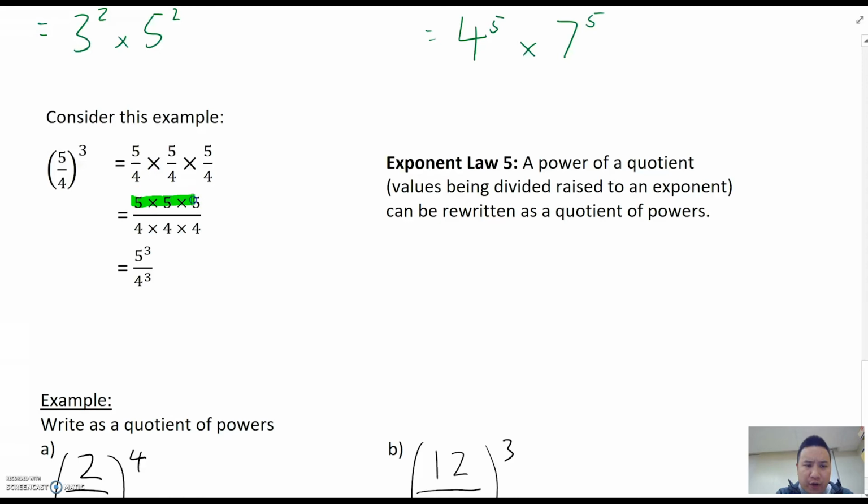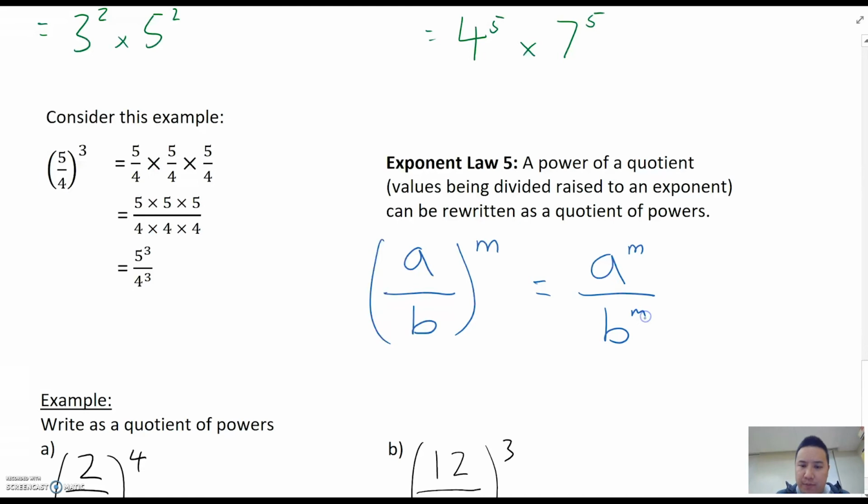Well, there's another way to rewrite 5 times 5 times 5. That's just 5 to the power of 3. And there's another way to rewrite 4 times 4 times 4. That's just 4 to the power of 3. And so in a similar fashion, we're just taking a quotient, which is basically something divided by something. So A divided by B, and the whole thing is raised to the power of m. We're going to end up with A having an exponent of m and B having an exponent of m. Okay? So it's Oprah all over again.